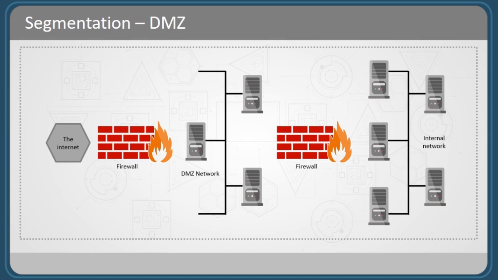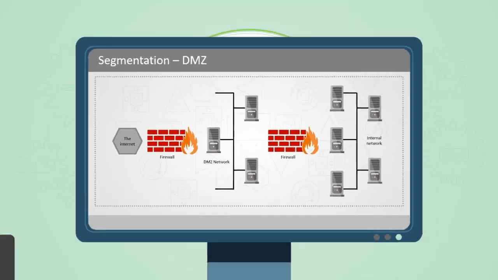So we use two firewalls to separate those systems and allow them to access the internet while still providing a certain amount of protection for the internal network. So all of those approaches ultimately result in some form of segmentation of your network.